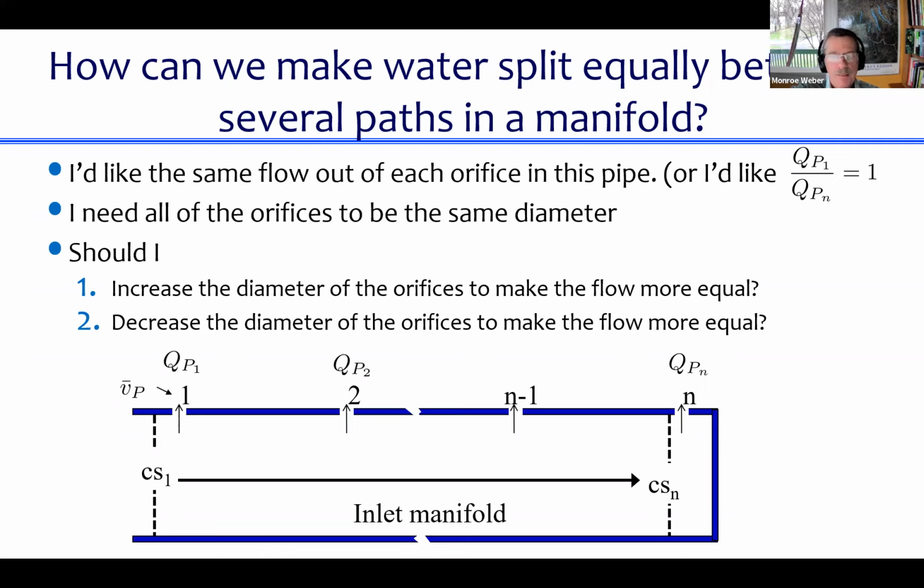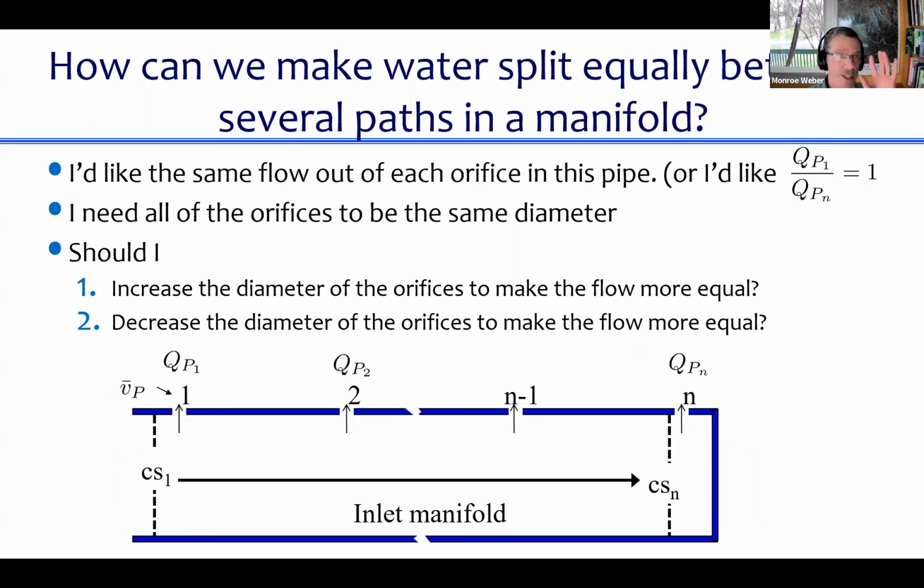And I'm going to be forcing water into this pipe. And I'd like the ports 1 through N to each have the same flow. And to make it easy to fabricate, I want all of those ports, the orifices, to have diameters that are all exactly the same.